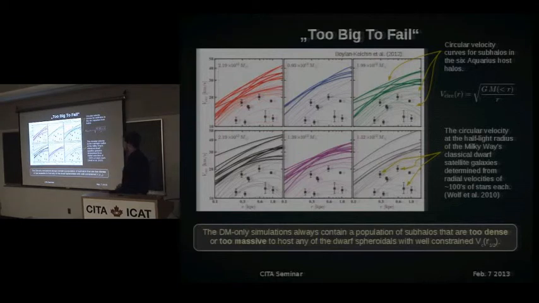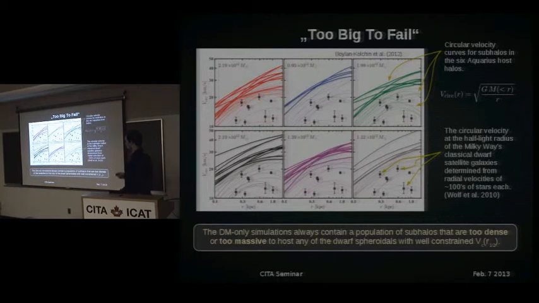again, under the assumption that they're not undergoing strong tidal interactions. So you can apply a kind of Jeans analysis. And these are overplotted on top of these curves, on these panels, as these data points with error bars. And the nice thing to see is that for every one of them, you can easily find a subhalo that goes through them. So that means we don't have any problems finding subhalos in the simulations that can host these observed dwarfs.